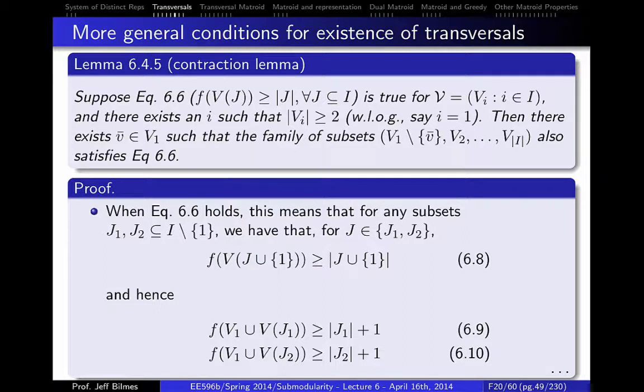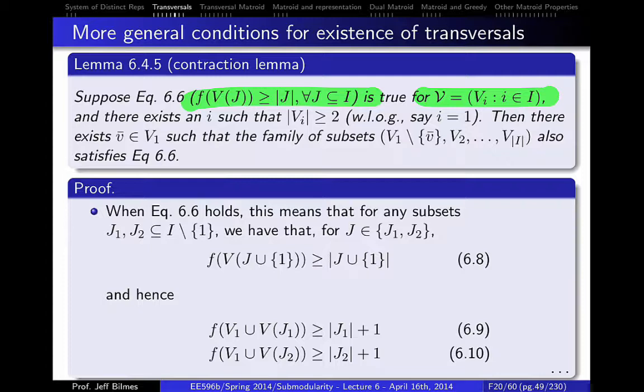Okay, so here's the converse. Actually, what we want to do first of all is the converse is easy once we've got this contraction lemma, so let's prove this contraction lemma. Basically it's saying that we've got equation 6.6, and it's restated here for your enlightenment. Suppose this is true for this particular set of sets, and let's suppose, for the sake of argument, that there exists an i such that the size of V of i is greater than or equal to 2.